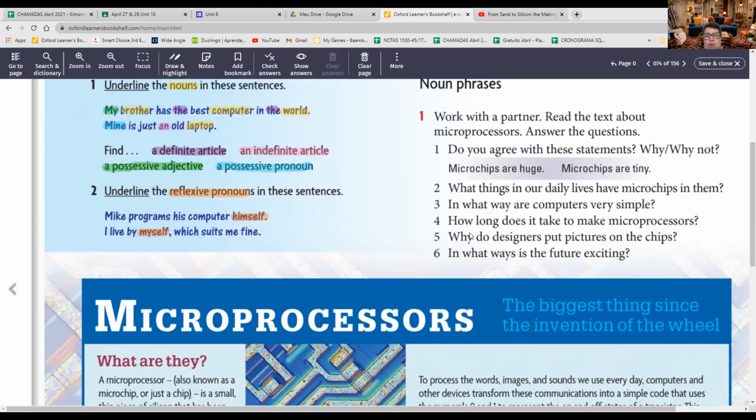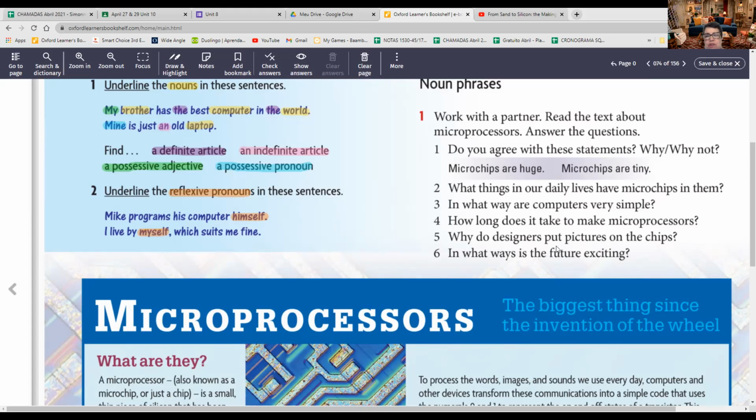Yes. So number 4, how long does it take to make a microprocessor? We are going to see here in the text. How long does it take to make a microprocessor? What do you think? Let's make some guesses. I think it's a very, very long time. Okay. All right.